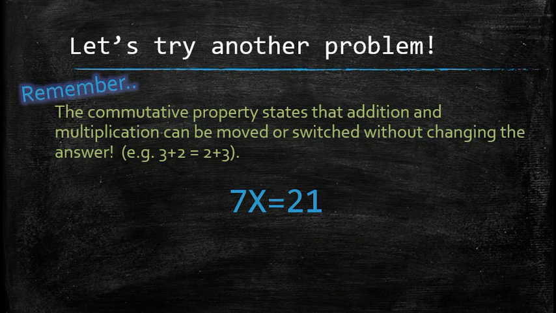Let's try another one. Okay, so I just wanted to remind you that the commutative property states that addition and multiplication can be moved or switched without changing the answer. So 3 plus 2 is the same as 2 plus 3. Here you could switch the x and the 7. Of course, coefficients are always before the variables. But let's say you had, like we were working with before, 3 times 8 is the same as 8 times 3. So that doesn't change the value of your answer. In subtraction, it would. But we'll be working with that more in the future, and we'll have to remember that.